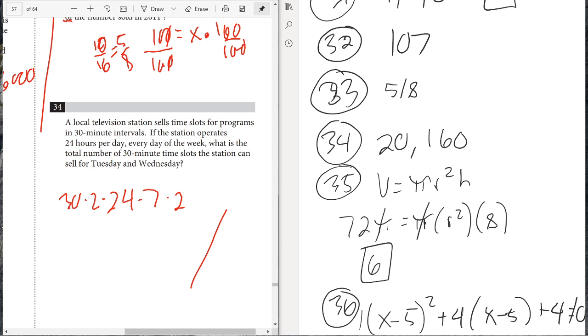So it's two time slots in an hour, 60, times 24 hours in a day. Oh, I multiplied by 7 when I was only supposed to multiply by 2. So it's 30 times 2 times 24 hours in a day times 2 days out of the week. So 2880. I'm dumb. 2880. There we go. Okay.